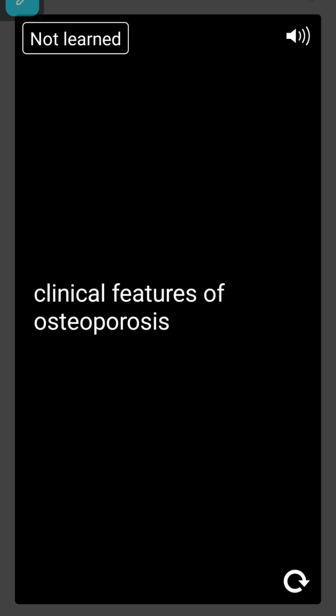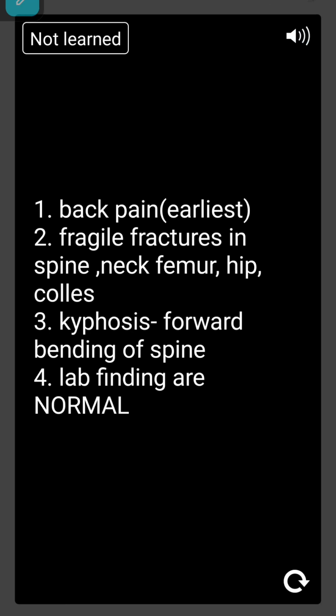Clinical features of osteoporosis. 1. Back pain, earliest. 2. Fragile fractures in spine, neck of femur, hip, Colles. 3. Kyphosis, forward bending of spine. 4. Lab findings are normal.